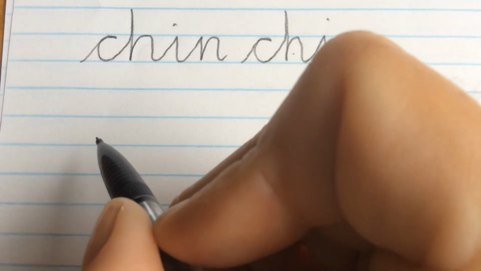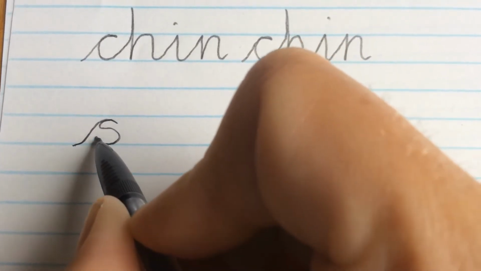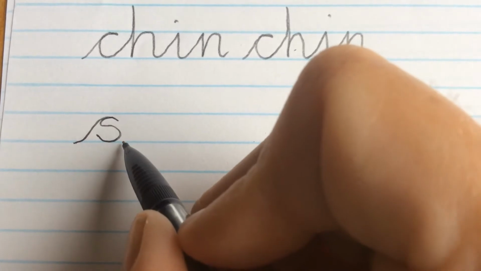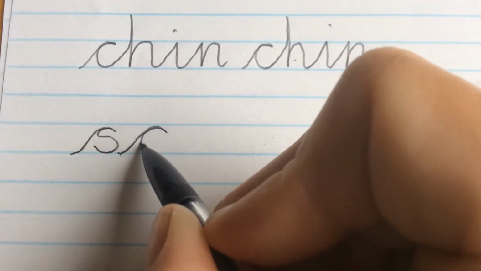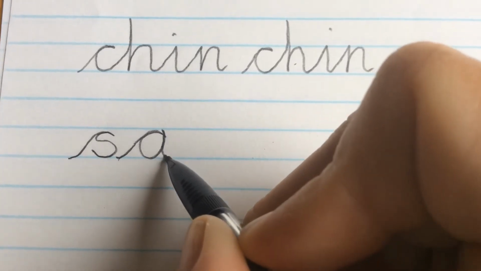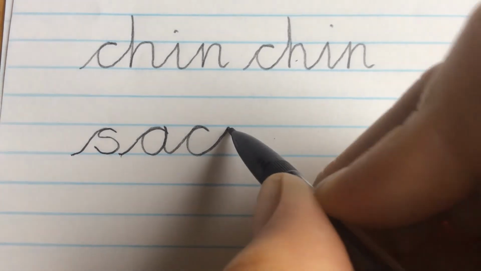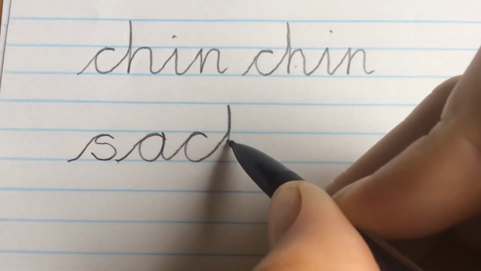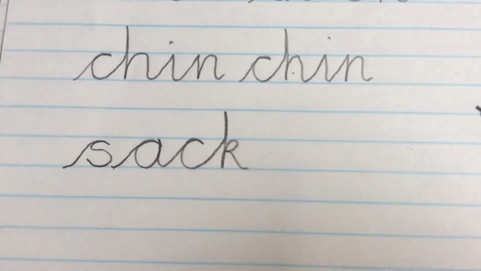Okay, let's have a look at some CK words now. CK always goes at the end of a word. Let's start with sack. So there's my S, starting the letter A on the line but not joined to the A, a diagonal to the A. There's a diagonal now for the K, and we're going to go straight up, straight down, and finishing on the line.